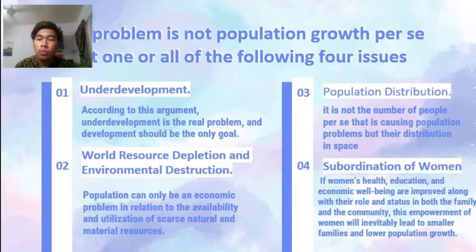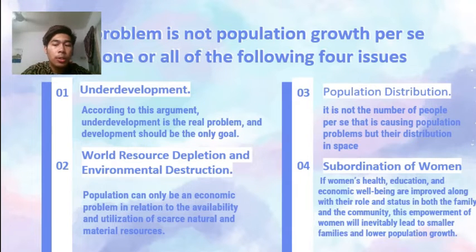According to this argument, it is not the number of people per se that is causing the population problem, but their distribution in space. So governments should strive not to moderate the rate of population growth, but rather to bring about a more natural spatial distribution of the population in terms of available land and other productive resources.